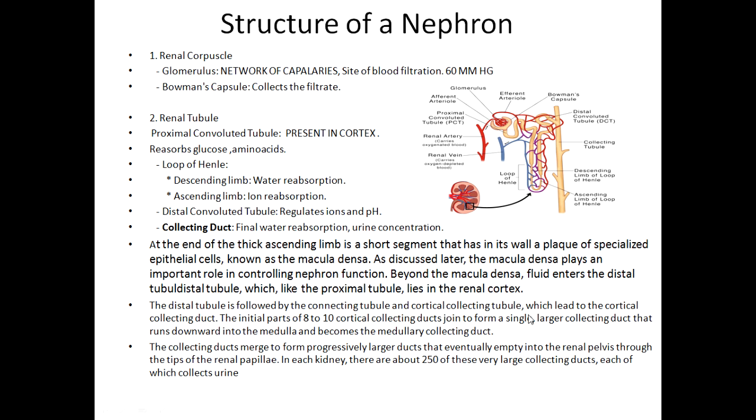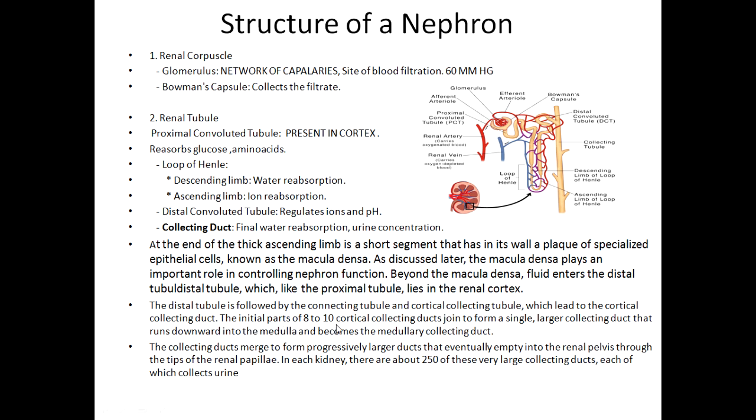And this collecting tubule will further divide and form finally the medullary duct, where there are around 250 of them, which open to the pelvis of the kidney. They contain urine. So the kidney ducts merge to form progressively larger ducts that eventually empty into the renal pelvis through the tip of the renal papillae. In each kidney there are about 250 of these large collecting ducts, each of which collects urine.